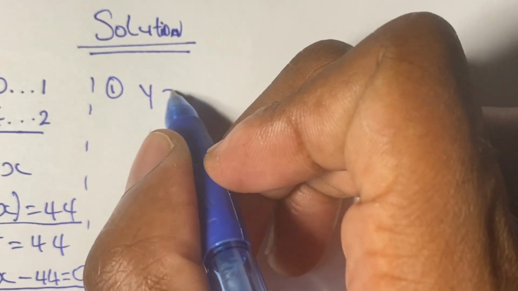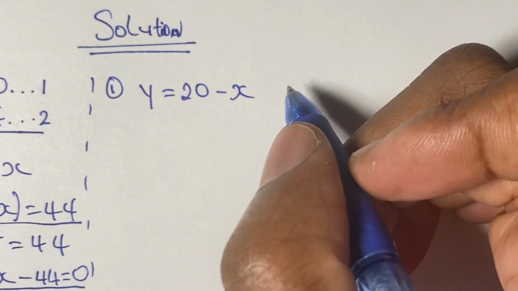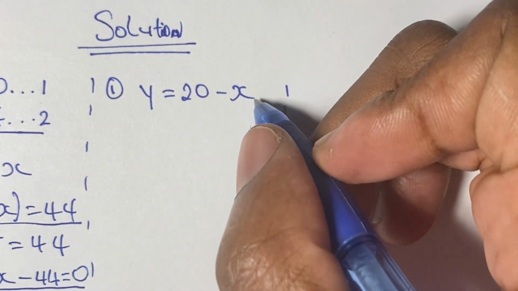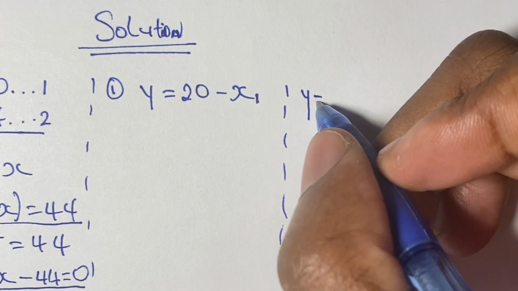Now we can write our solutions for y. The fact that we have two solutions of x means that we are going to have two solutions for y. So we will have our other solution over here.